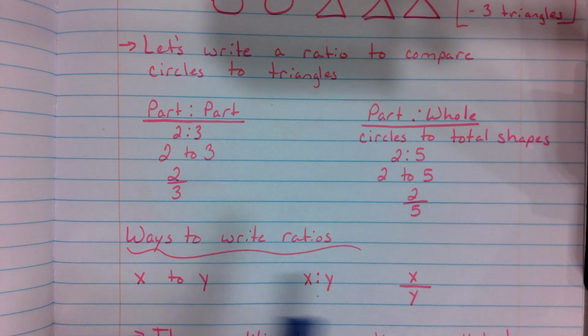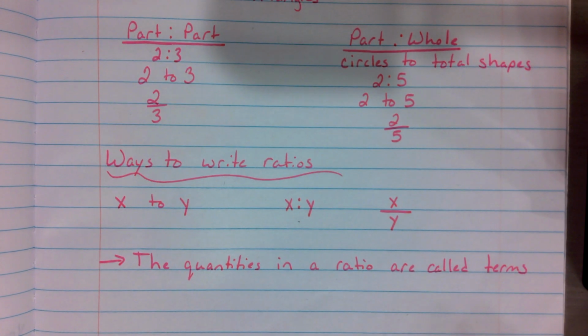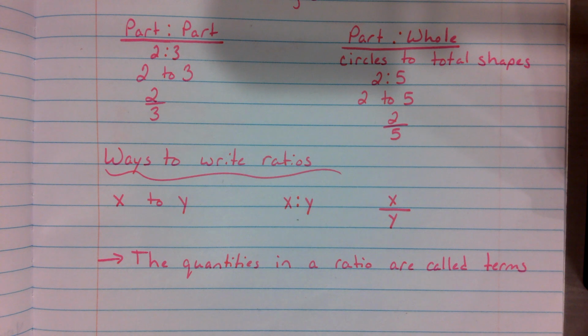So the different ways that we can write ratios: we have our x to y, and x to y, so that's just written out verbally. Here we're using our colon, and here we've got it in fraction form. The quantities in a ratio are called terms.